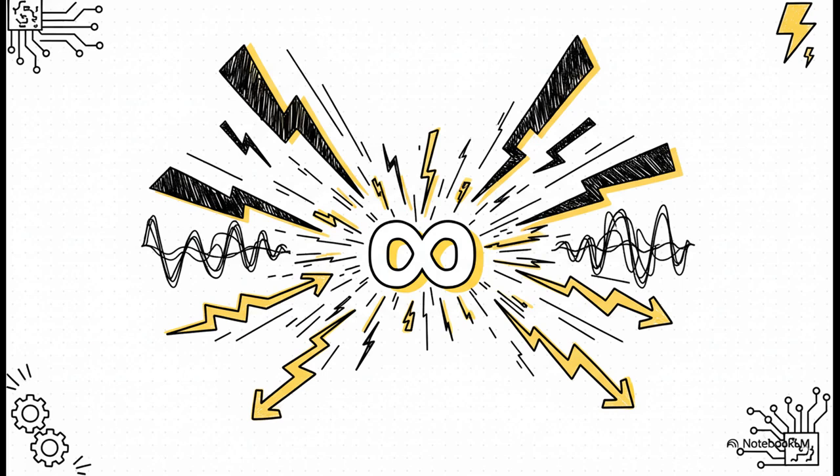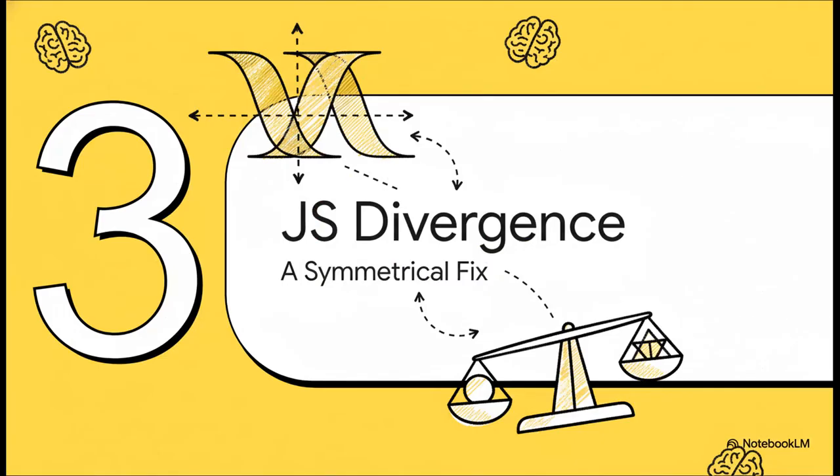And when that happens, the model has absolutely no idea how to fix itself. The training process just breaks. It comes to a grinding, screeching halt. So, how do we fix this catastrophic failure? Well, let's look at the next step in the evolution of this idea.